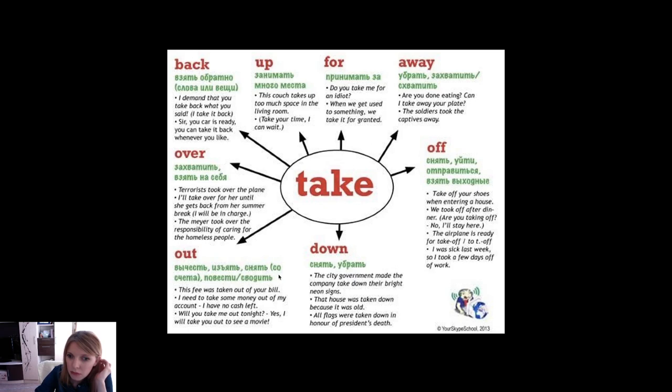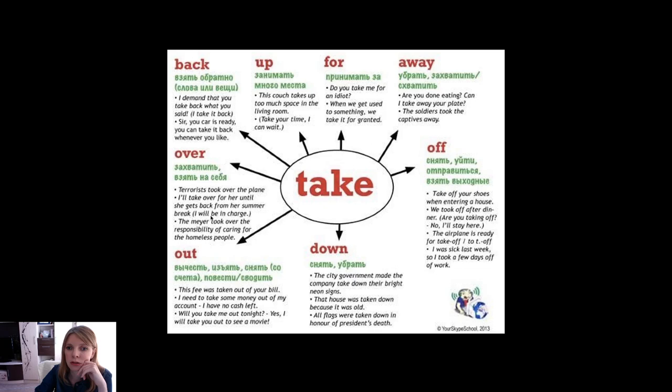And the last combination take over. Захватить, взять на себя. Terrorists took over the plane. В данном случае мы будем переводить как захватили, да, террористы захватили самолет, so to take over the control. I'll take over for her until she gets back from her summer break. I will be in charge. Я возьму на себя ее обязанности, пока она не вернется из летнего отпуска.